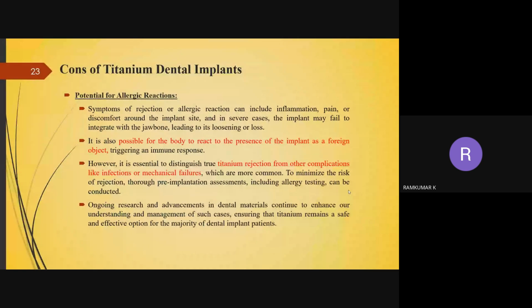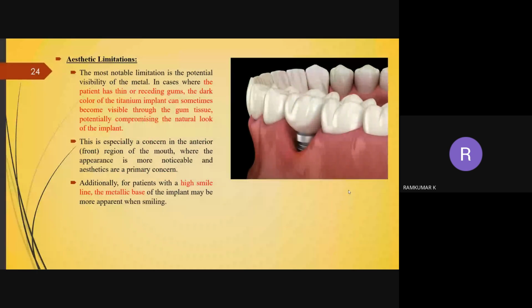Sometimes, as I said before, titanium may cause allergies in some people, so we have to do a proper test before implanting. And with respect to aesthetic limitation, if the gums are very thin, the titanium can be seen when they have a high smile line. That is, the metallic base of the implant will be more apparent when smiling.